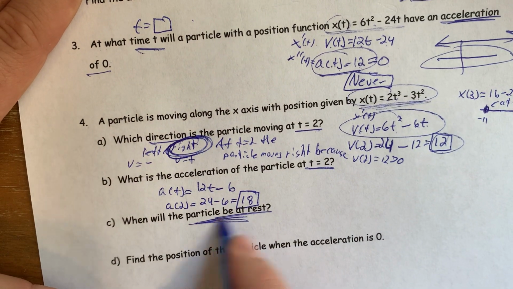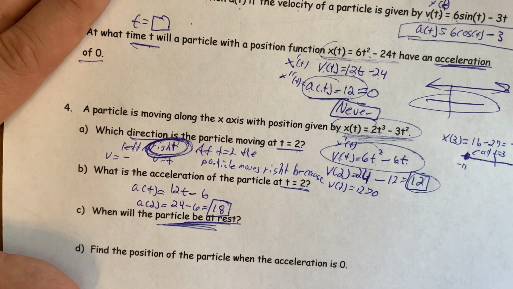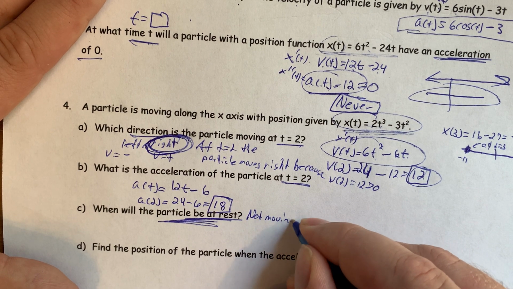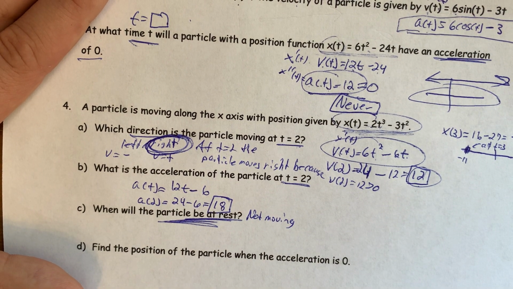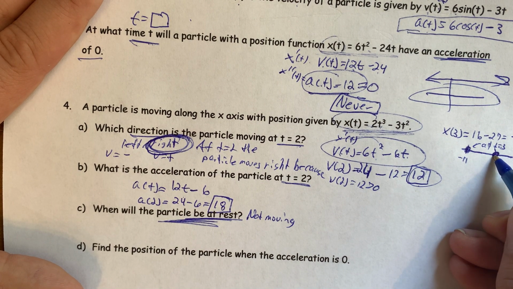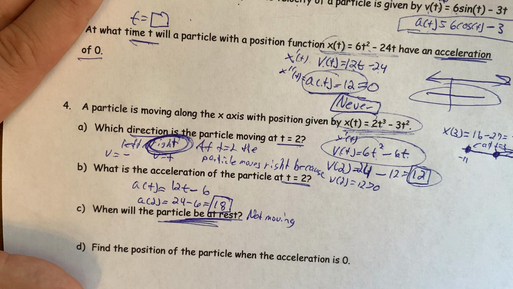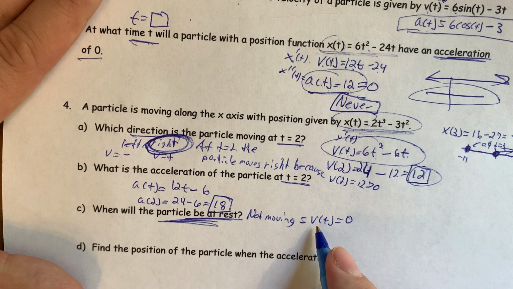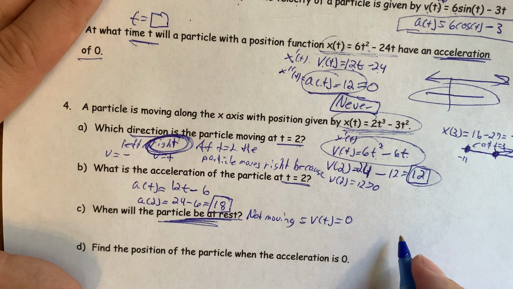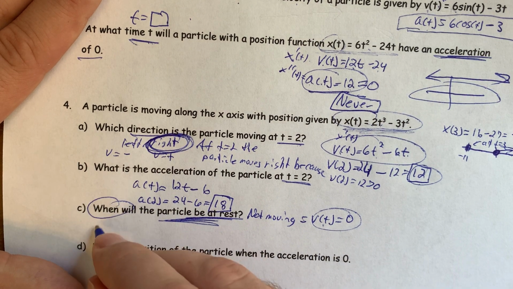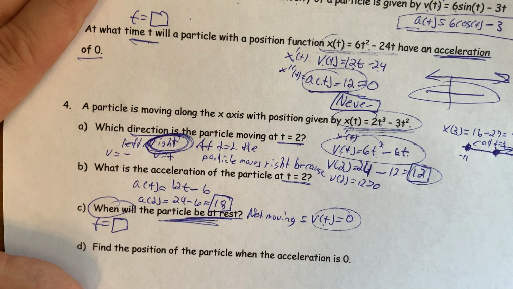When will the particle be at rest? Resting means not moving. And so is this acceleration, velocity, or position? Well, the particle can be moving no matter where it is. Even if it's at 0, the particle could be moving. It doesn't necessarily mean it's resting. Not moving is about velocity being 0. It means the direction the particle is going isn't left or right. And so to find this, we need to take the velocity, and we're not putting in 0 for t. We're looking for what time will the particle be at rest.